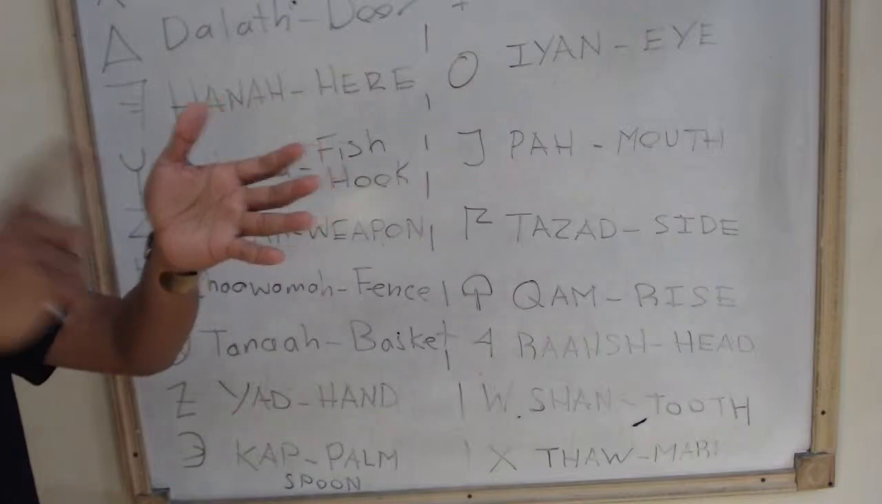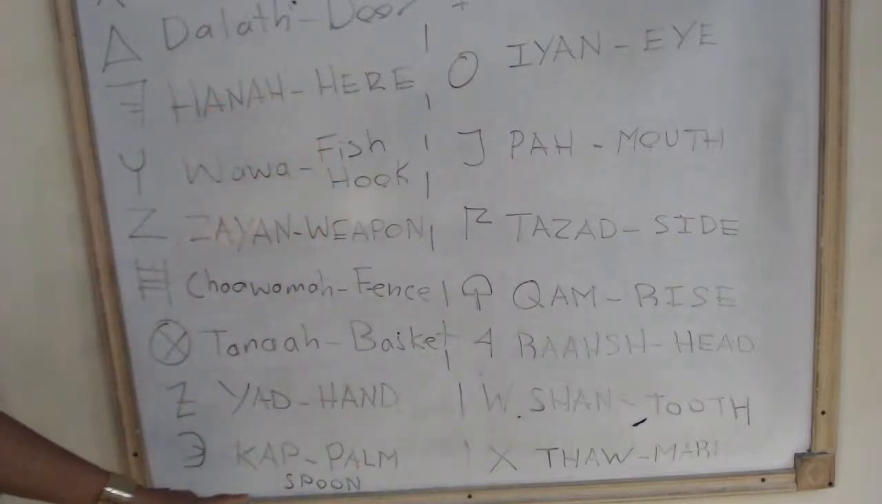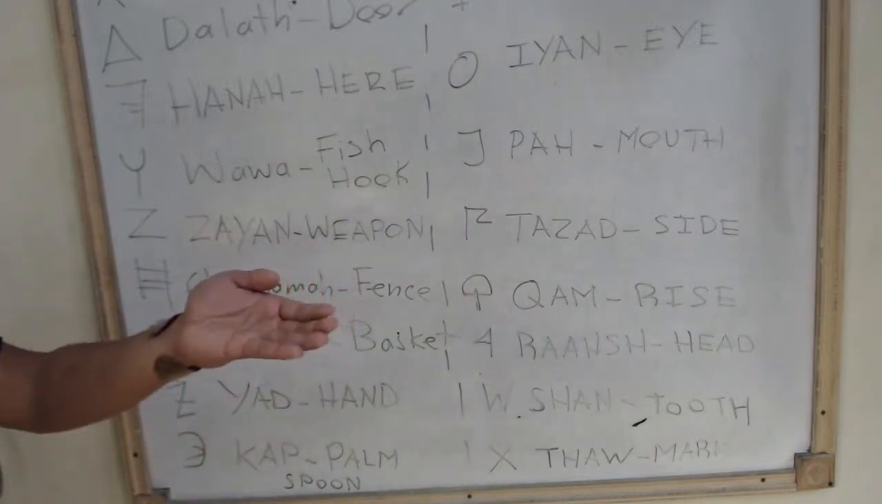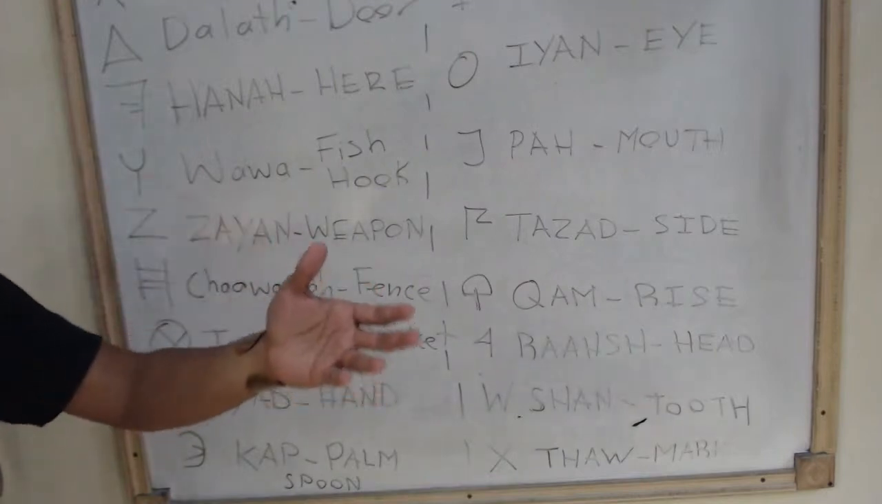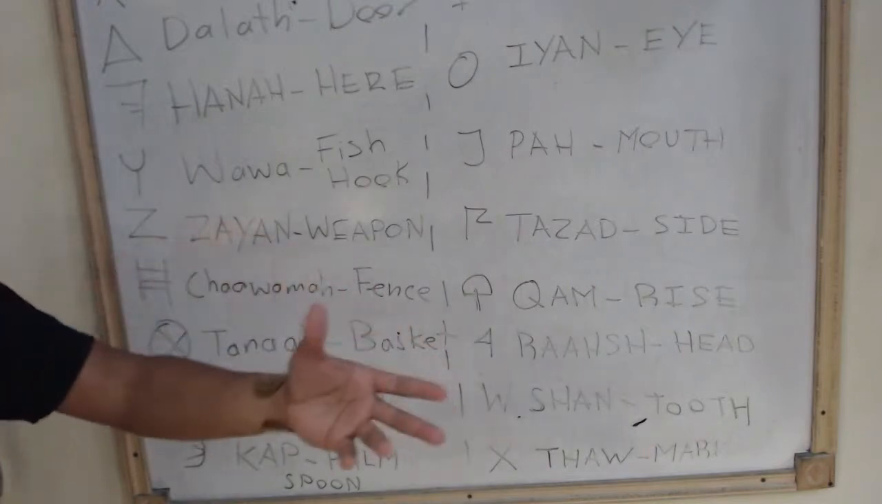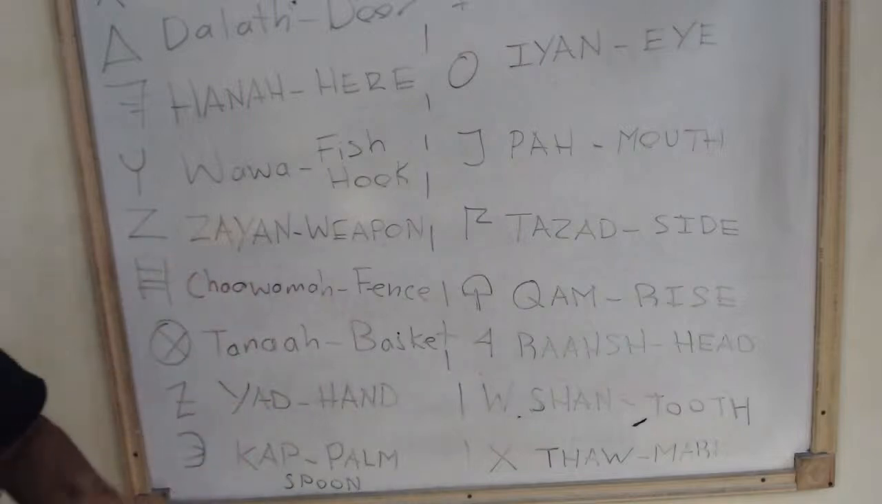In specific, pointing at this part of your hand. That's kap. Also, this word kap also became spoon. So if you want a spoon, you would say want, as we say want in Hebrew is awa. Awa is want. So if you want a spoon, you'll say awa kap.